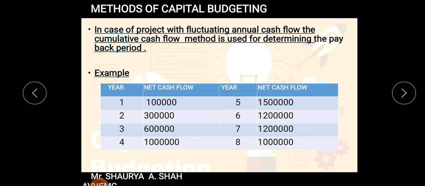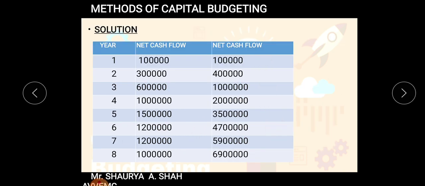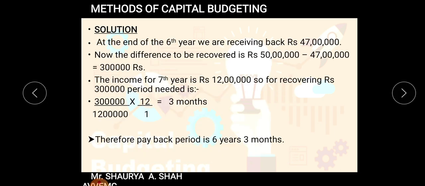Fine. Just go through the sum once again, students. Total investment was 50 lakh. We were given the years and the cash flow, and then we calculated cumulative cash flows. And the answer is 6 years, 3 months. Each and every sum will be asked in your university, so you need to be very clear with the formulas part because in university many methods will be asked together. Keep solving the sums so that you can get much more clear with the practical sums.